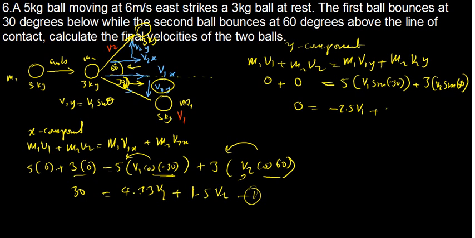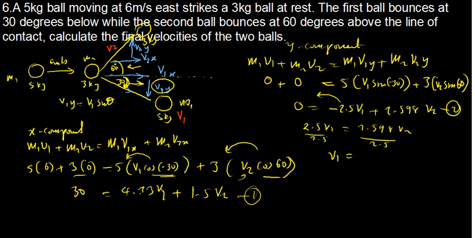That is going to give us a 2.598 v2. So this will be our second equation. Okay. Now we need to solve these two equations simultaneously. So what I can do, I can take that side, so it becomes positive 2.5 v1 is equal to 2.598 v2. I divide by 2.5, also that side by 2.5. So what our v1 is equal to 2.598 divided by 2.5.